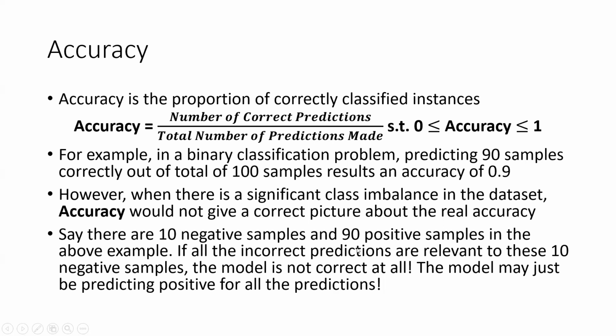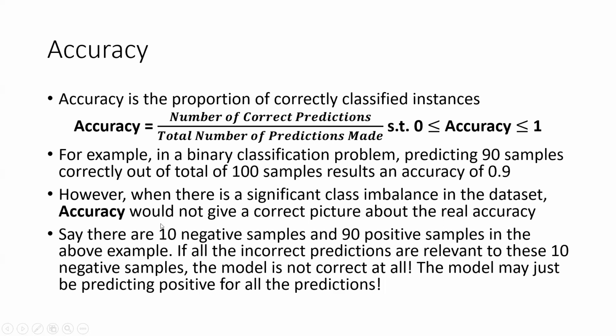What has happened is that this model has optimized for the 90 samples, because 90 is a very high proportion compared to the 10 negative data points. The model might have learned to give positive for all the outputs, including for these 90 positive samples and also for the 10 negative samples. But although it is 90% accurate, this is not what we want.